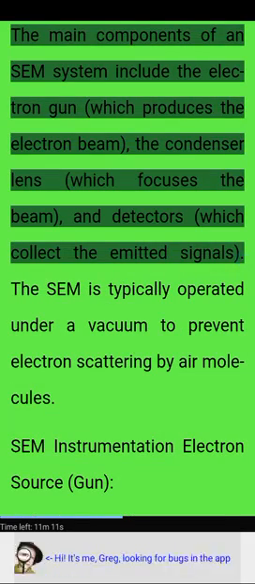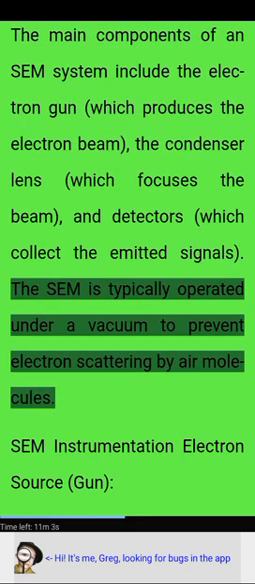The main components of an SEM system include the electron gun, which produces the electron beam, the condenser lens, which focuses the beam, and detectors, which collect the emitted signals. The SEM is typically operated under a vacuum to prevent electron scattering by air molecules.